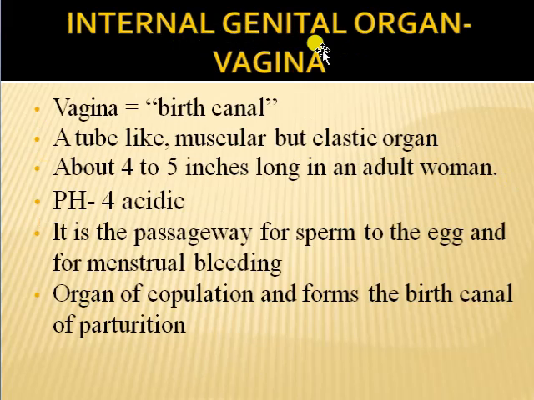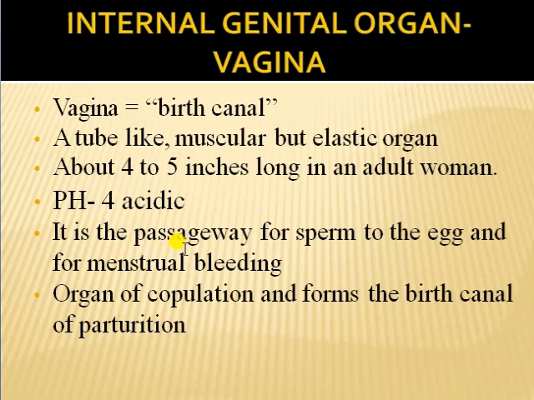Internal genital organ: the vagina. The vagina is the birth canal, a tube-like, muscular but elastic organ about 4 to 5 inches long in an adult woman. Its pH is acidic.